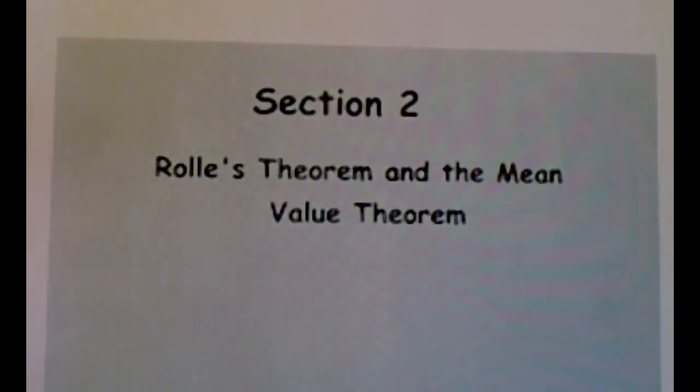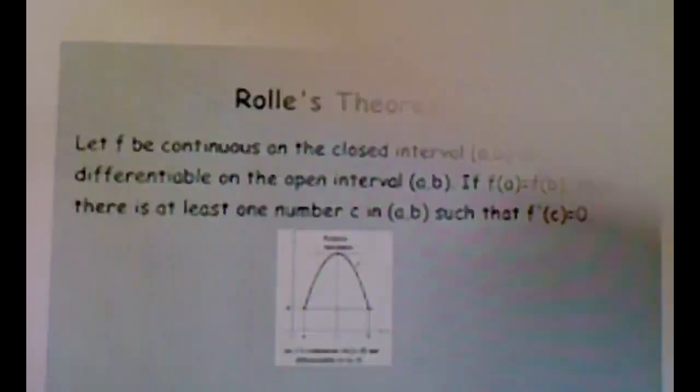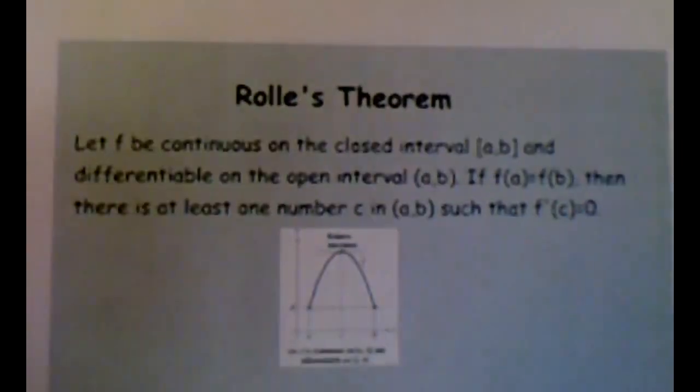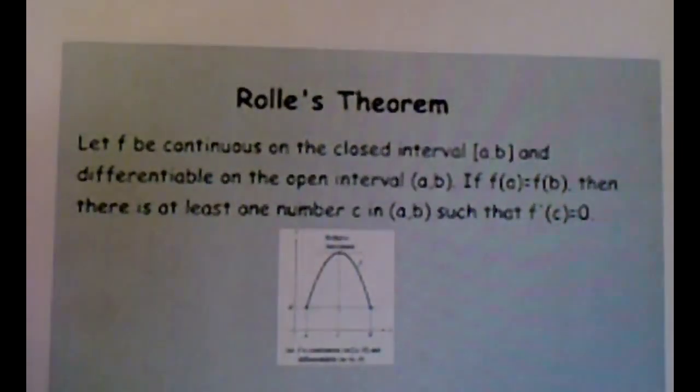All right, this is section 2 of chapter 3, Rolle's theorem and the mean value theorem. So let's start off with Rolle's theorem. This is a little hard to read, I'm sorry. Let f be continuous on the closed interval a to b and differentiable on the open interval a to b. If f of a equals f of b, then there is at least one number c in a to b such that f prime of c equals 0.